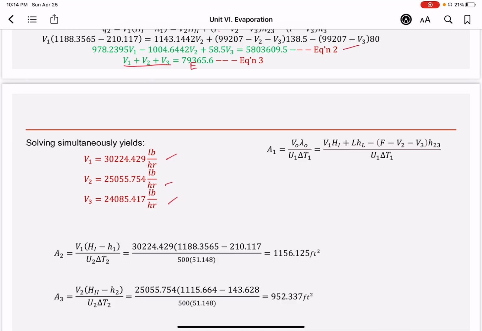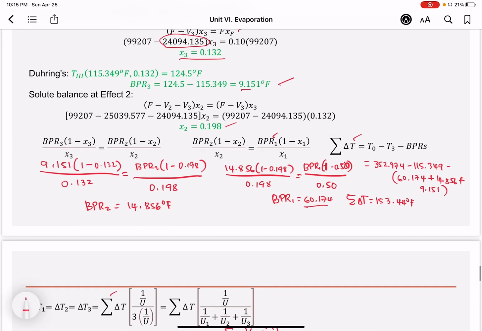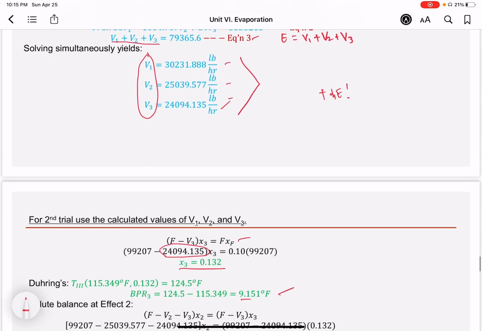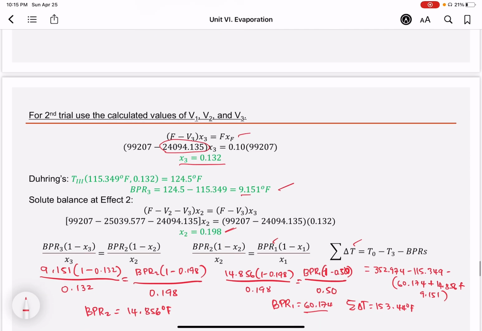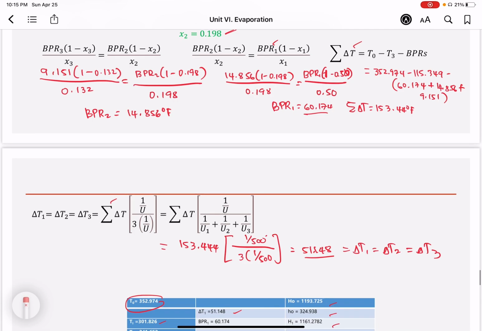If we conduct again another trial, we will come up with values that are very near these values. It is because the change in your x1, x2, and x3, take note, ang change na nakuha natin for X3, X2, and X1, which is 0.5, nearly changes. So negligible na yung change. Very negligible yung change that we have. So that's why if we conduct another third trial, halos pare-pareho.